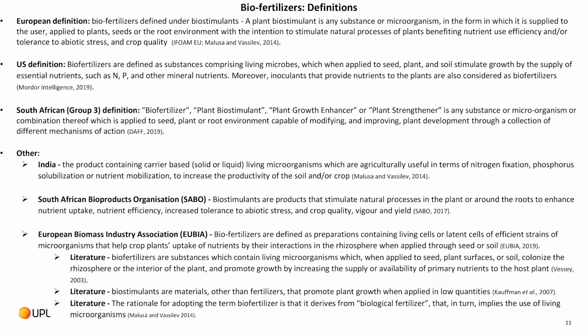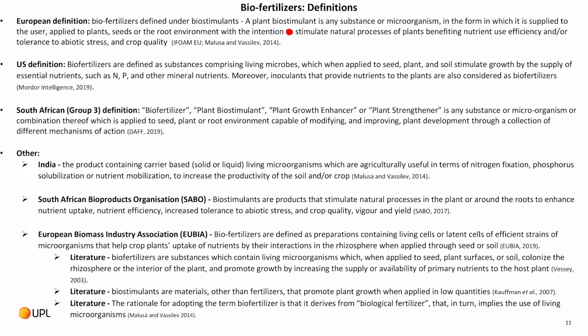For example, a European definition that's being discussed and worked on is that biofertilizers are defined as a component in the biostimulant definition. That would mean that it's any substance or microorganism in a form in which it is applied to the user, applied to plants, seeds, or the root environment with the intention to stimulate natural processes of plants, benefiting nutrient use efficiency, tolerance to abiotic stress, and crop quality. So that's quite a mouthful. That's a big definition.